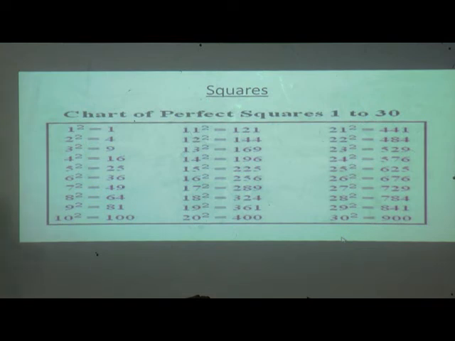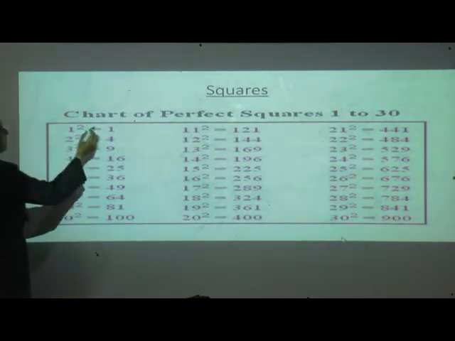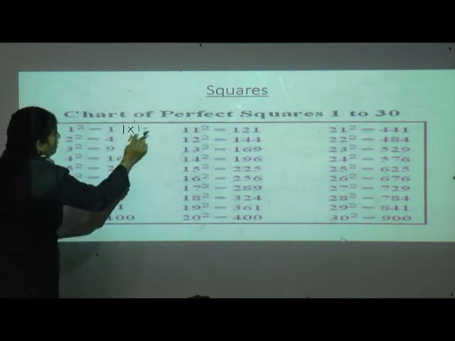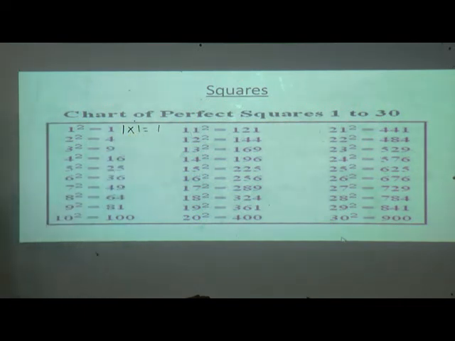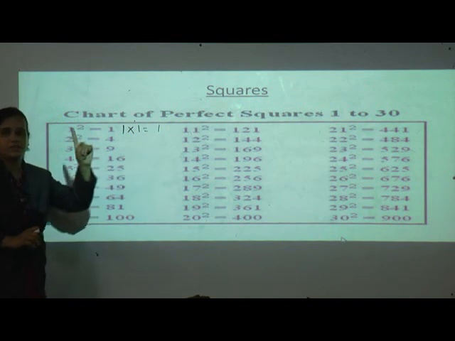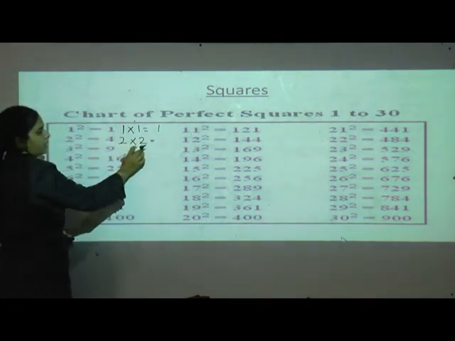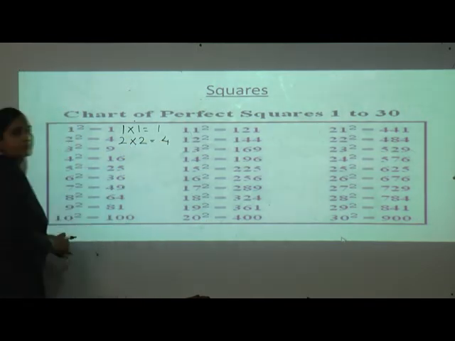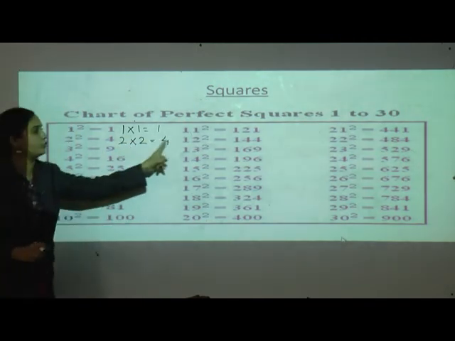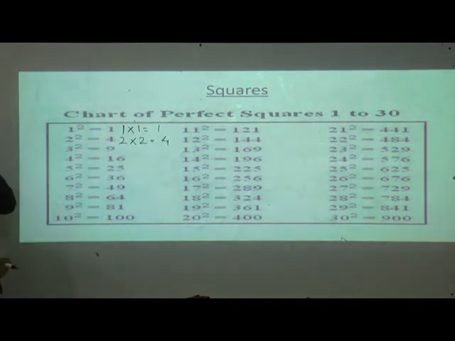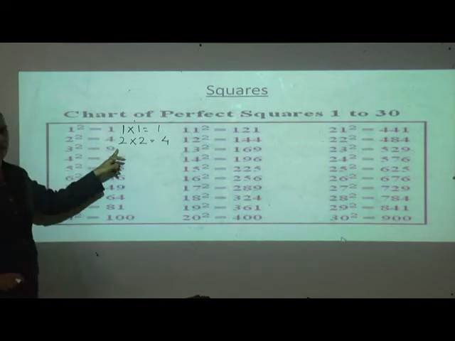See students, squares. When we multiply the same number by itself, we get the square. If we multiply 1 by 1, we get 1. That means the square of 1 is 1. If we multiply 2 by itself, the multiplication is 4. That means the square of 2 is 4. For 3 also the same. If you multiply 3 by itself, the answer is 9. That means the square of 3 is 9.